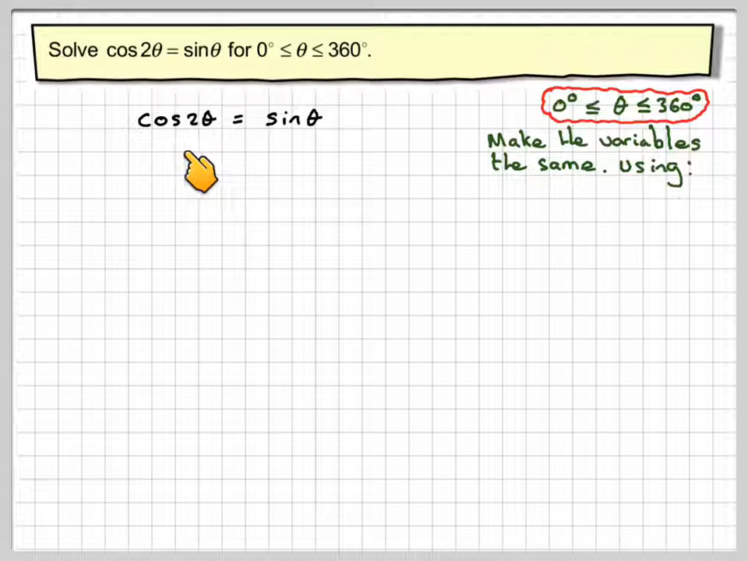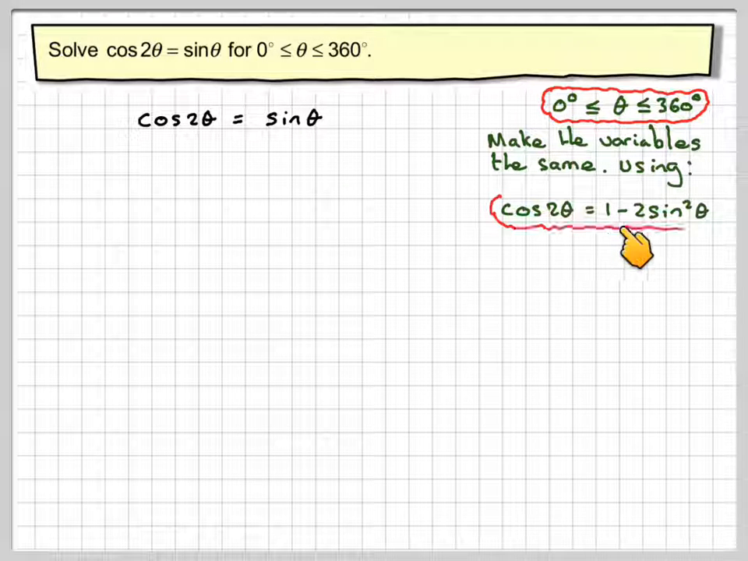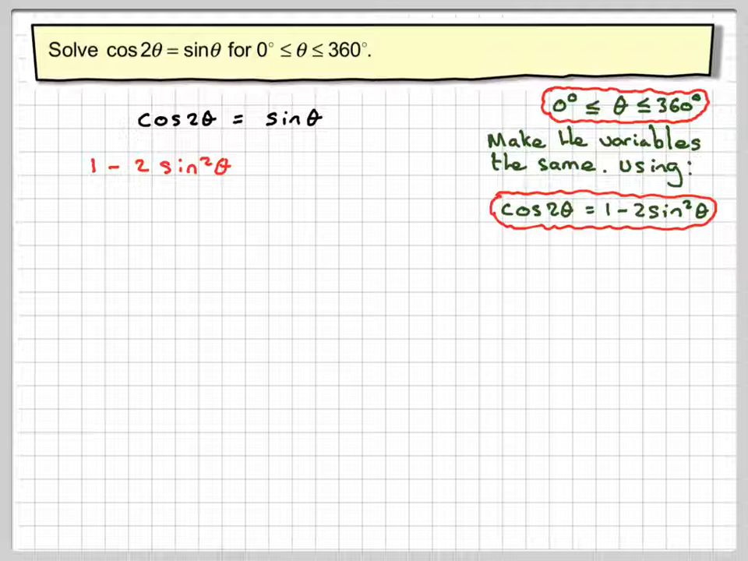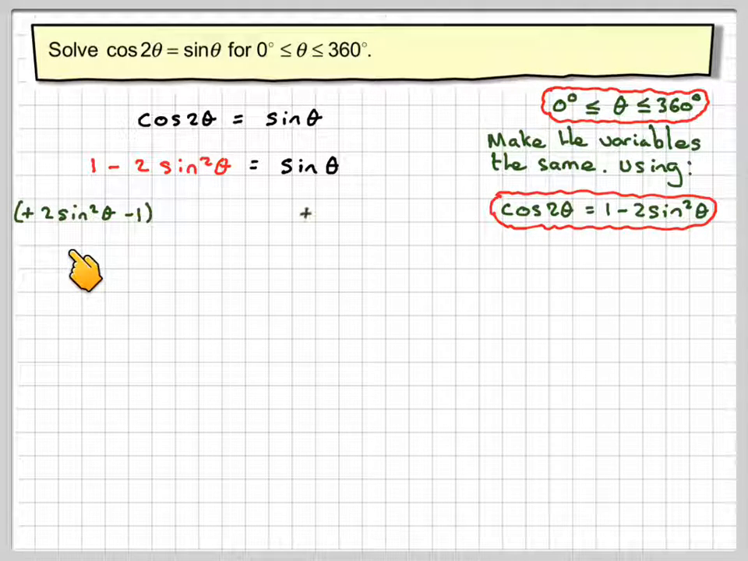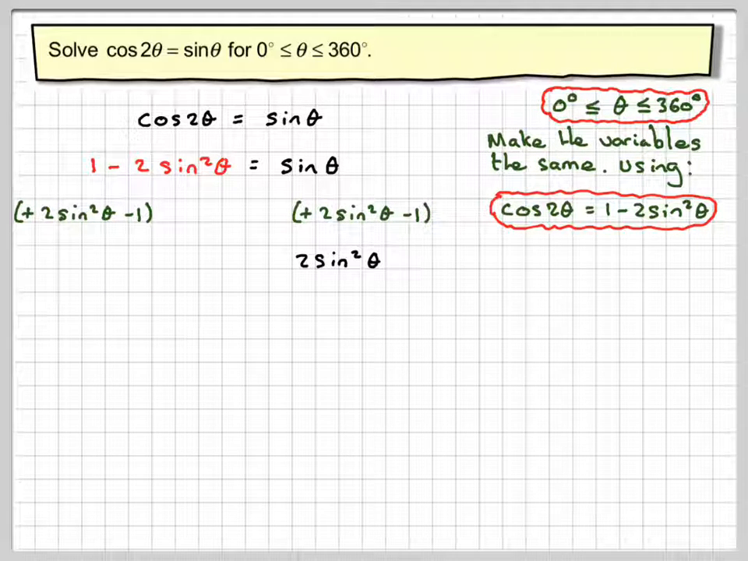Now for cos 2 theta there are three formulae, but we should use the one that's got sine in it only. So we're going to use that cos 2 theta is 1 minus 2 sine squared theta. So now replacing this, 1 minus 2 sine squared theta is equal to sine theta. This is a quadratic in sine theta, so we should put it equal to 0. So adding 2 sine squared theta minus 1 to each side, if we do that to this side we're going to get 0. To this side we're going to get 2 sine squared theta plus sine theta minus 1 is equal to 0.